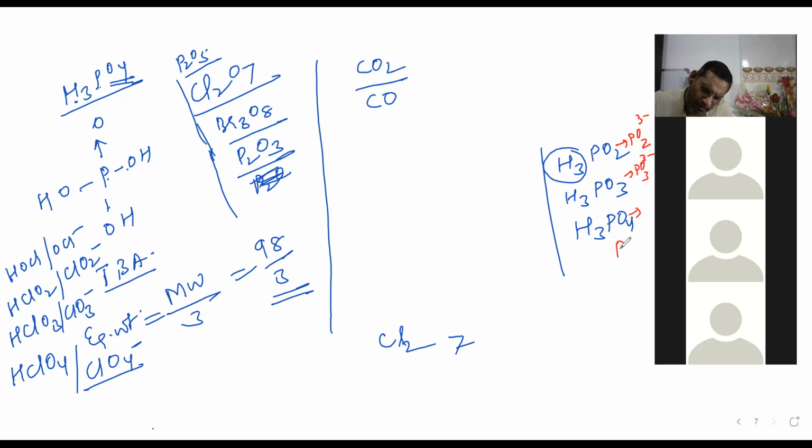This is PO4 3 minus. This is fine. Why? Because this H3PO4 has 3 OH groups, and all 3 hydrogens, since they are in the form of OH, are replaceable. And when all 3 hydrogen atoms are lost, a 3 minus charge develops on this PO4. So that's okay. What about this one?